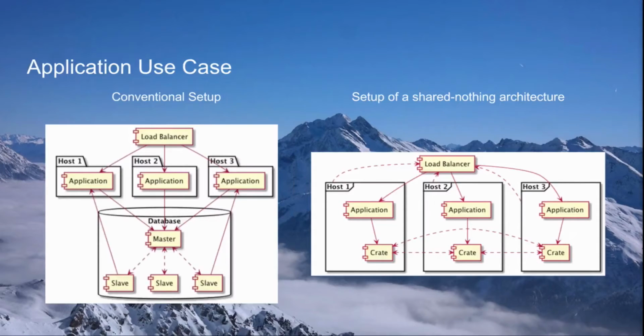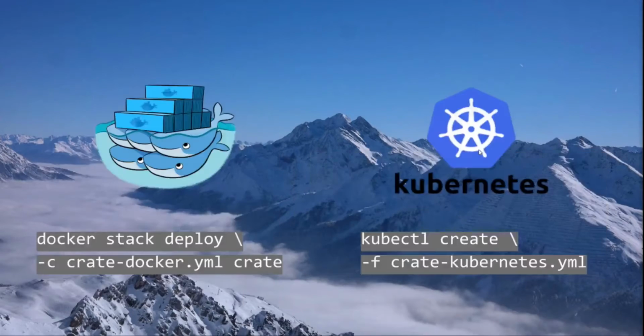The load balancer at the top here tracks the health of the hosts. And if either the application or the database on a single host fails, the complete host will be taken out of the load balancing. So this is really a nice use case of Crate. And this fits quite well with Docker Swarm.